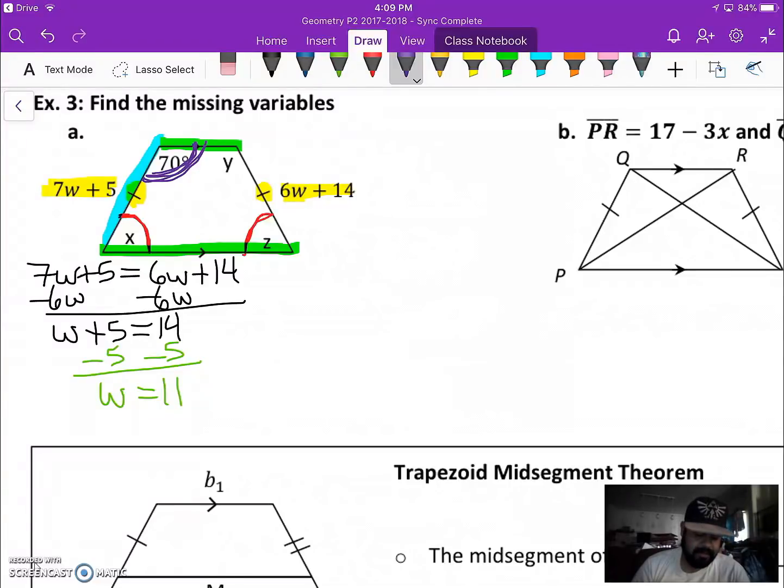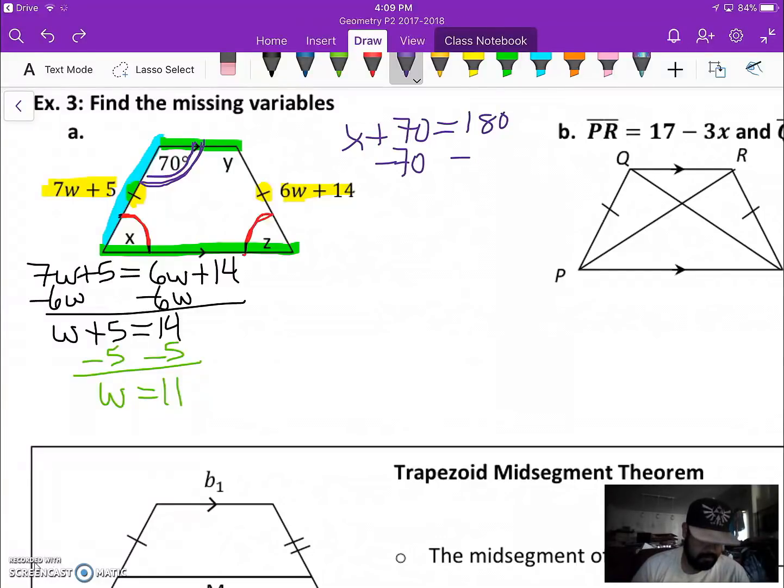That should be a double marking. I'll fix that. But that means that since they are on the same side and they're interior to the parallel lines, that means they're supplementary. So we can go ahead and say that x plus 70 equals 180. So then going from there, we're just going to solve it. So then you'll find that x equals 110.